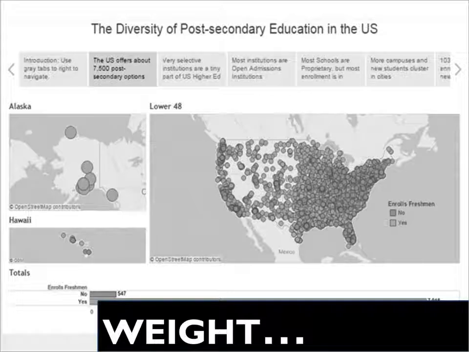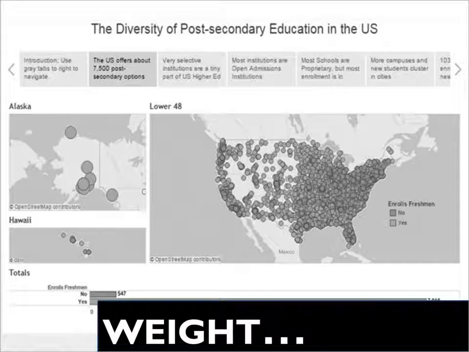So the second element we mentioned is weight. Weight is a conception of the amount of black in a page. So as you can see, we have a visualization with all of the color removed. If I had the color back in, you'd see bright oranges and yellows and blues, showing the number of freshmen enrolled in a particular university.